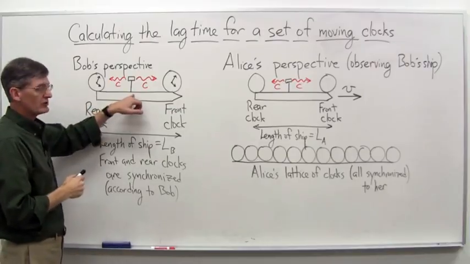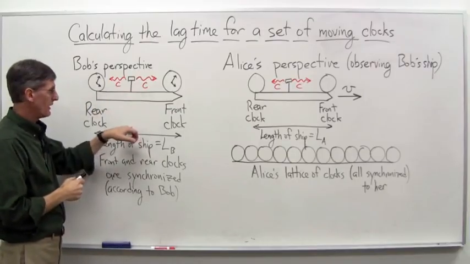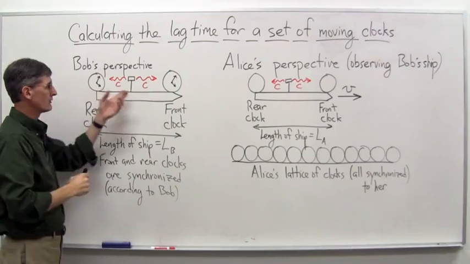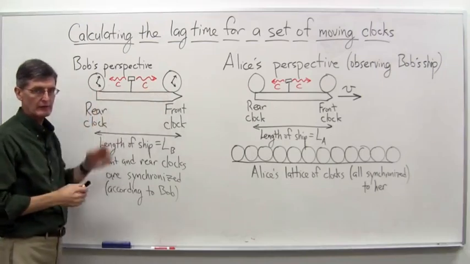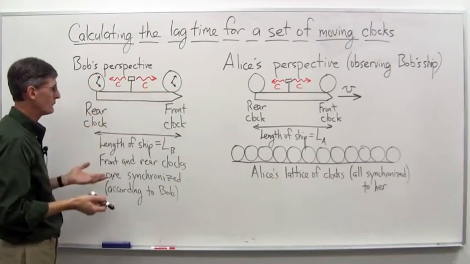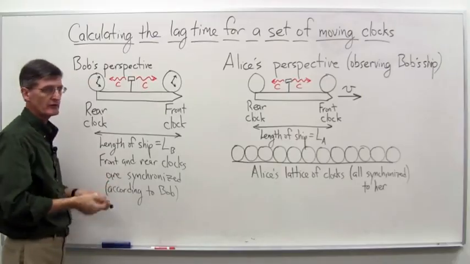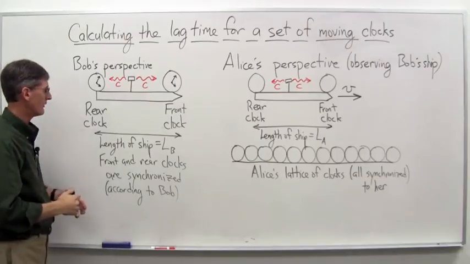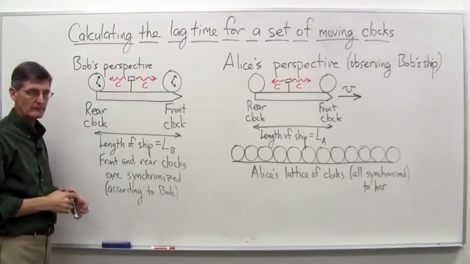The device is exactly positioned in the middle of his ship, and so clearly to Bob, the two light beams are going to trigger the flash photographs at the back and front of his ship at the same time. Everything is synchronized, so there really is nothing too interesting going on as far as he is concerned.